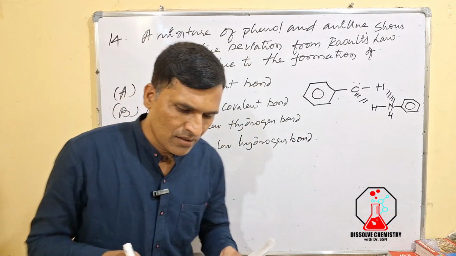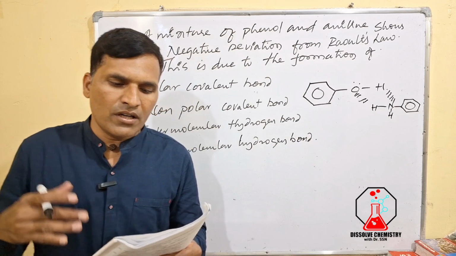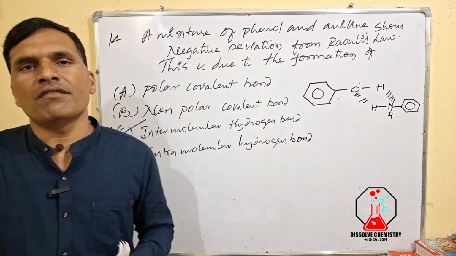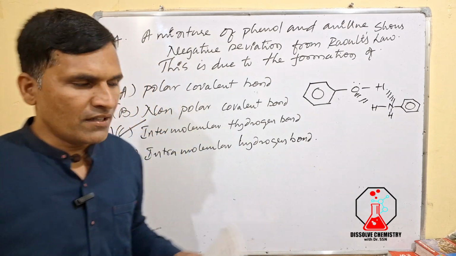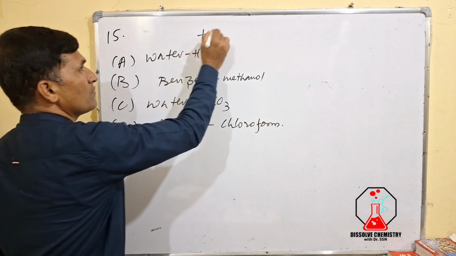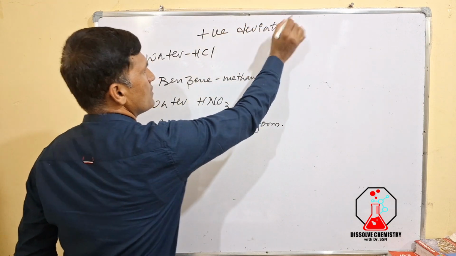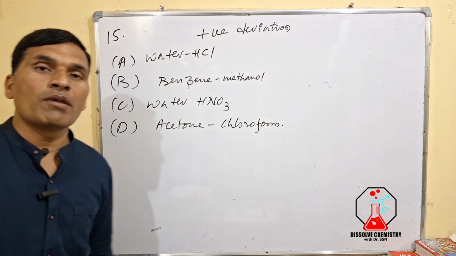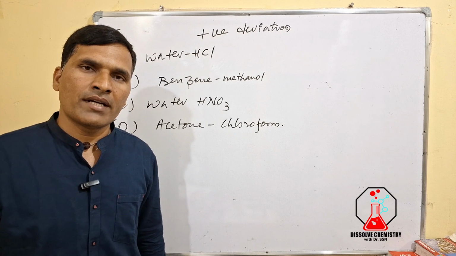Again, it is on Raoult's law itself. Which one of the following pairs will show the positive deviation from Raoult's law? See the options and then solve. What is asked is positive deviation from Raoult's law. If you are not remembering the answer, at least we can neglect options and try to get the answer.